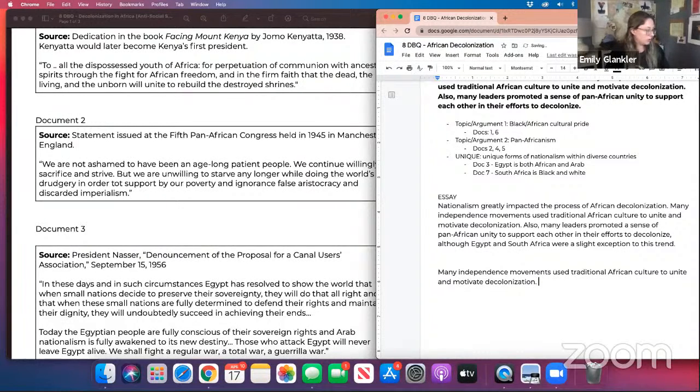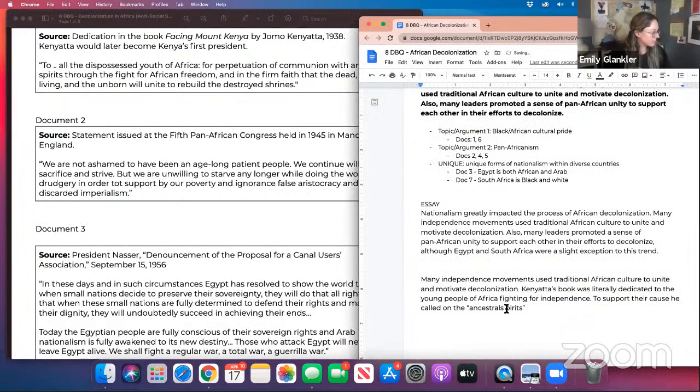So, Kenyatta's book was literally dedicated to the young people of Africa fighting for independence. To support their cause, he called on the ancestral spirits who would support them, period. Okay, document 1.